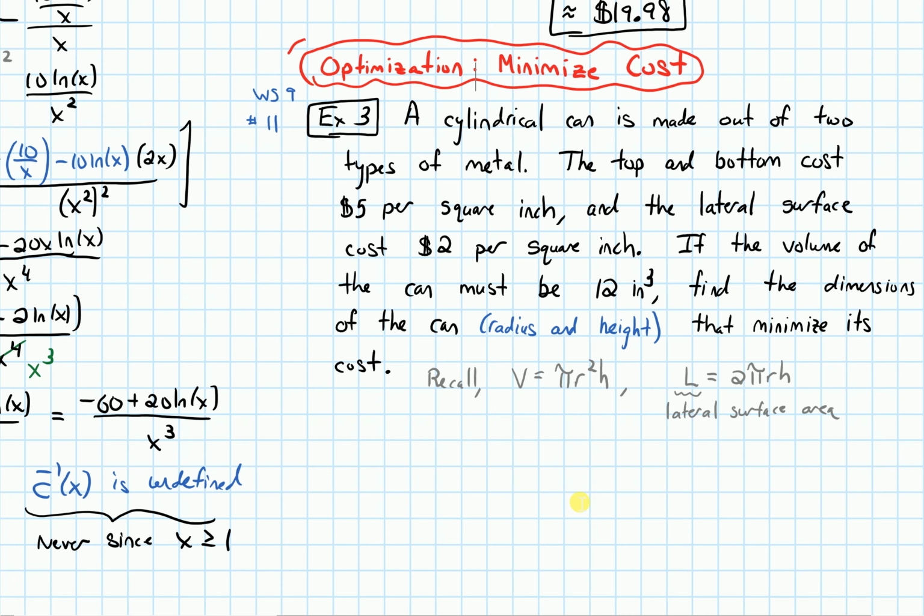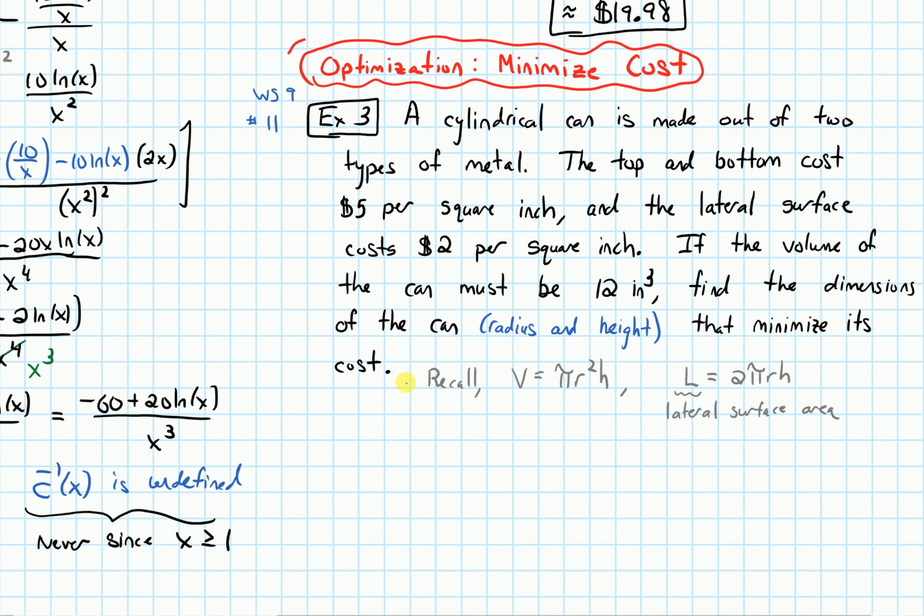That worksheet is posted on Camino. Here is the example. A cylindrical can is made out of two types of metal. The top and bottom cost $5 per square inch, and the lateral surface costs $2 per square inch. If the volume of the can must be 12 inches cubed, find the dimensions of the can, so radius and height, that minimize its cost.